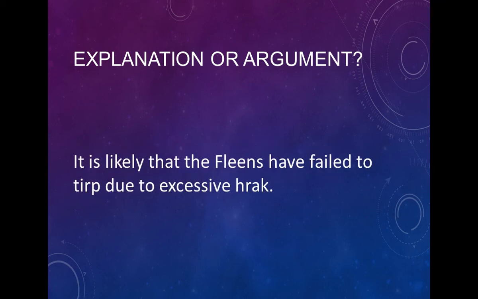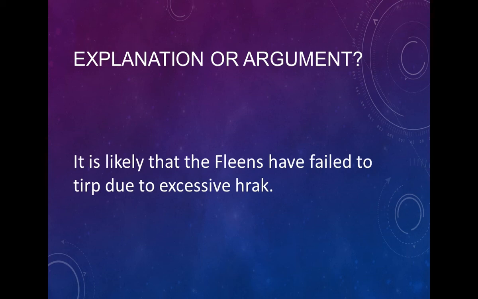And here's one that has no content whatsoever, so you have to just imagine what's up. It is likely that the fleens have failed to terp due to excessive frac. Okay, so you know nothing about any of these concepts. These are all totally made up. Nonetheless, I think you can tell what you'd have to know in order to call this either an argument or an explanation. If it's an argument, what is the conclusion? It is likely that the fleens have failed to terp, right? And you can tell that because there's an inference indicator there, the "due to."